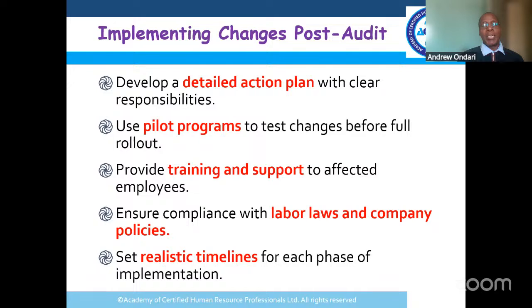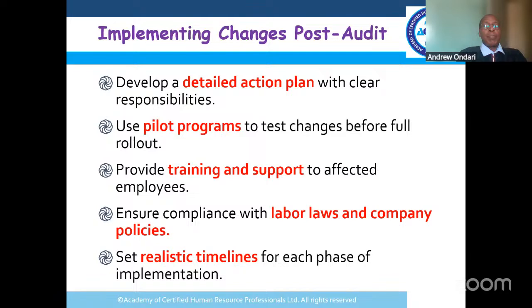Number 2, test the programs before full implementation. Why we are failing or facing challenges in SHA is because we did not pilot it, or if it was done, it was a small pilot test. If we want to fail in this process, we directly replace the old system with the current system.